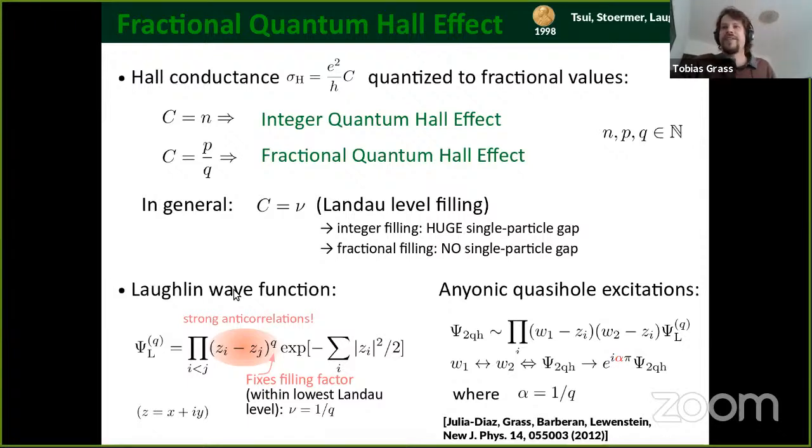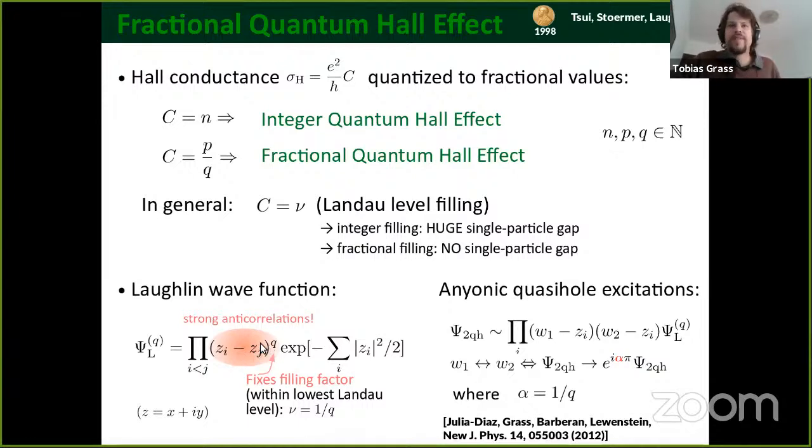And then these interactions can give rise to anticorrelated many-body phases, many-body wave functions. The first of those which has been found was the Laughlin wave function, written down by Laughlin in 1983. And it is actually a simple wave function. The core of that wave function is this red term. It's an anticorrelation, and it strongly anticorrelates particles pairwise. The z's are the positions of the particles in the complex plane or in the 2D plane.